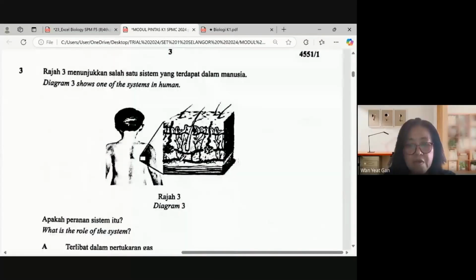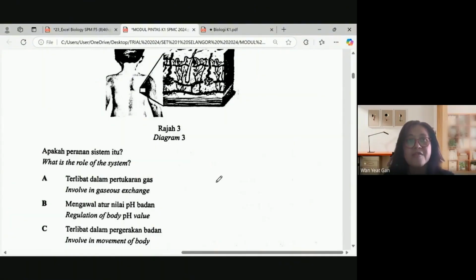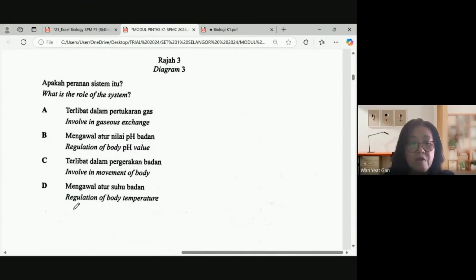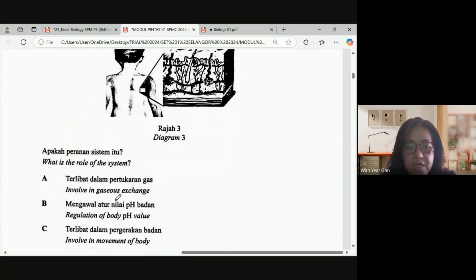Okay, let's look at question 3. Diagram 3 shows one of the systems in humans. What is the role of the system? You can see here it is showing the integumentary system. The integumentary system is involved in regulation of body temperature. The integumentary system is actually our skin, the organ skin. So skin is involved in regulating body temperature. So the answer is D, yeah.